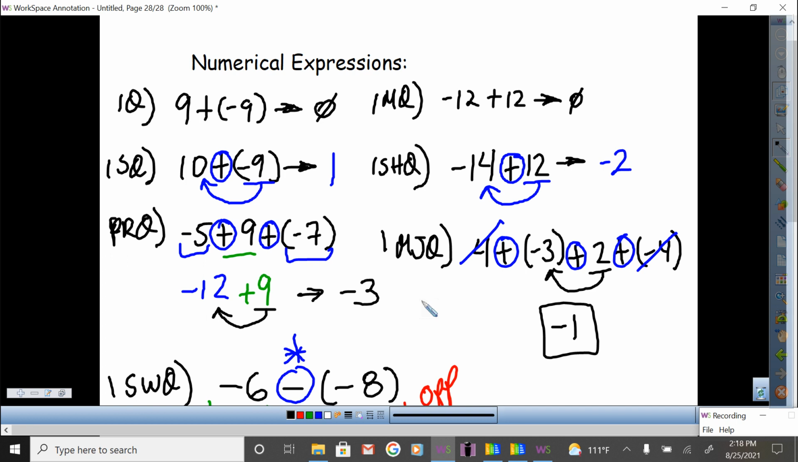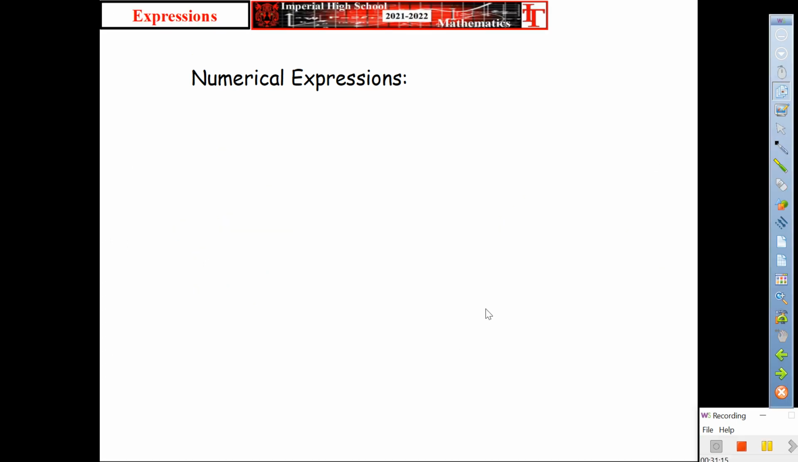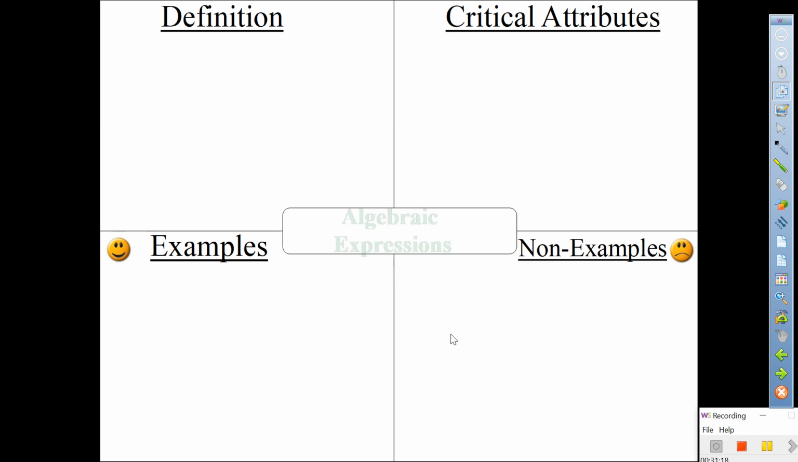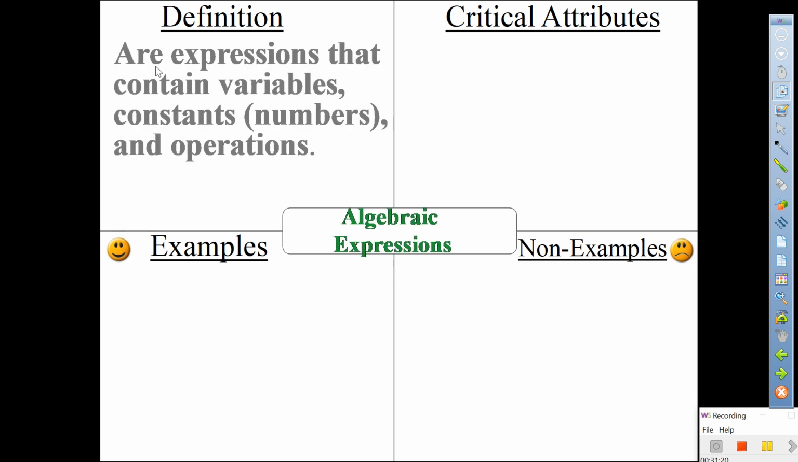So now that we're clear with numerical expressions, so think about it, numerical expressions: numbers and operations. Now we're going to fill out our FAIR model. Let's go to algebraic expressions. Here we go. What are algebraic expressions? Algebraic expressions are, fill this in, expressions that contain variables, constants, which are numbers, and operations.